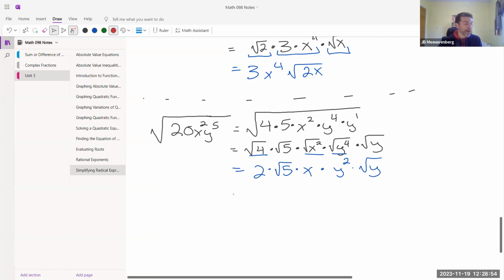Then we put it all back together. 2xy squared is out front. And then our two radicals get put back together, radical 5y. 2xy squared times the square root of 5y.